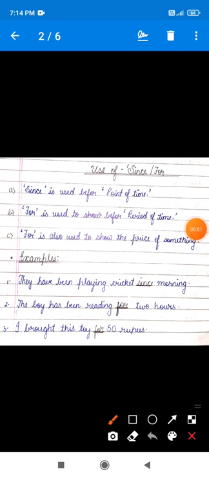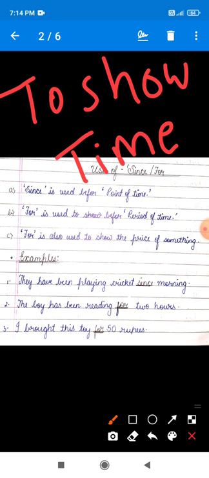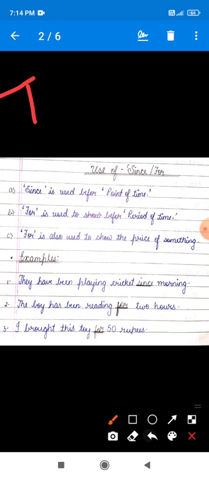So dear, you can see here the very first use of since and for. Since and for both are the prepositions of time. Both are used to show time, but both are different in usage. So let's see the usage of since and for in the sense of time.